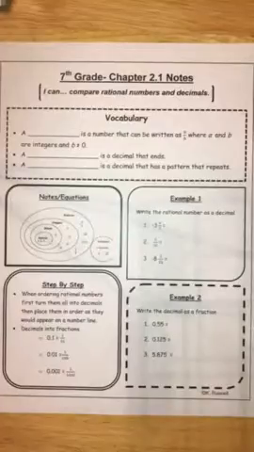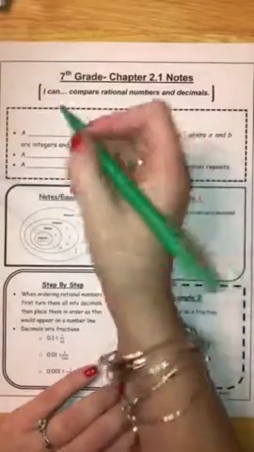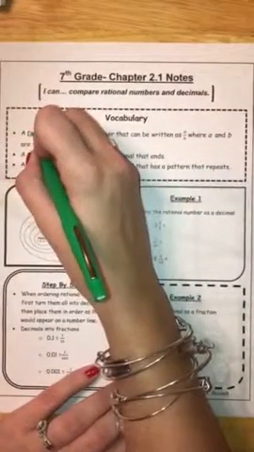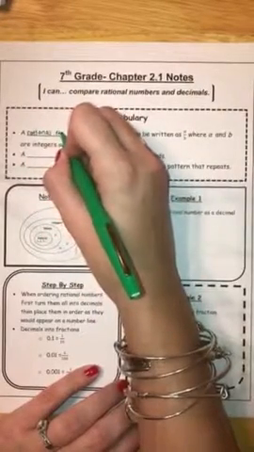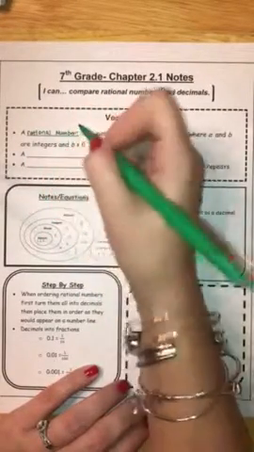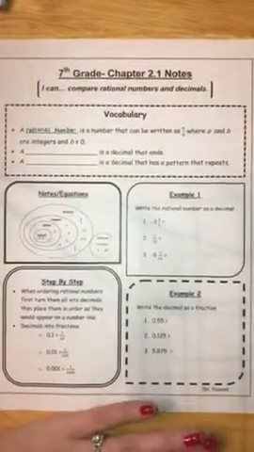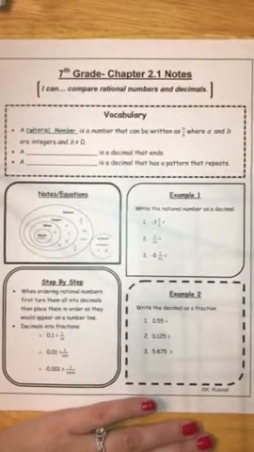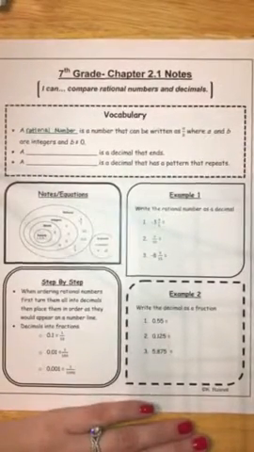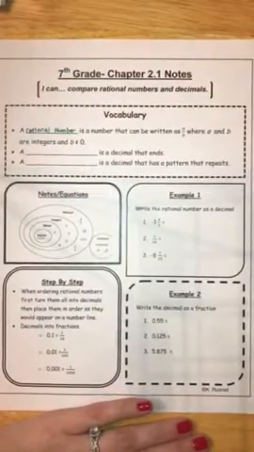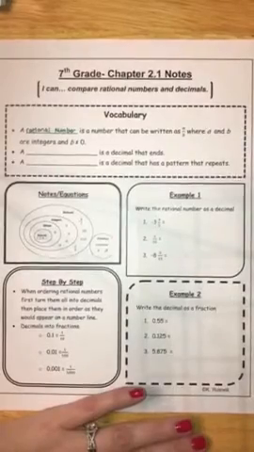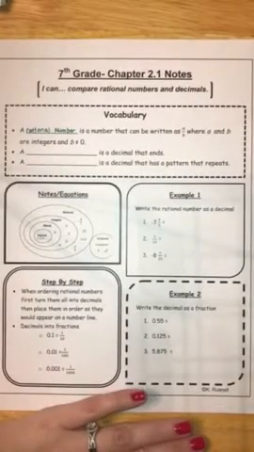Okay, so our first vocabulary term, we have 3 new vocabulary terms today. Our first one says that a rational number, so you're going to write rational number, is a number that can be written as a over b, where a and b are integers and b cannot be 0. We don't want a fraction that has a denominator of 0, so that's why it says b can't be 0. So a over b is a fraction.